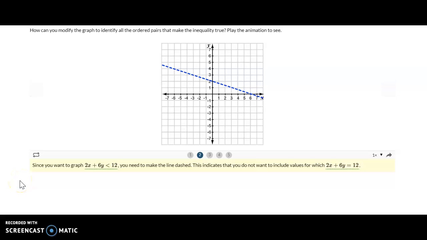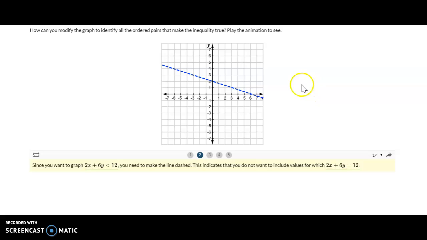All right, so here's a graph of the same equation, 2x plus 6y is less than 12. And just to remind you guys, we use a dashed line because it is just less than 12. It's not or equal to. So any point that falls on this line cannot be included.